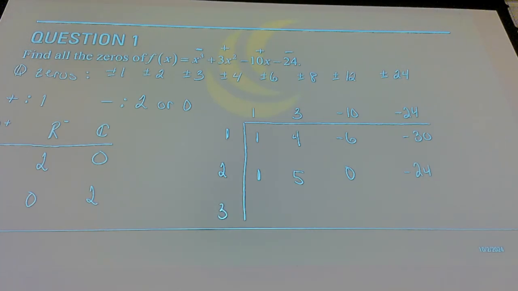All right, we'll try 3. 1 times 3, plus 3 times 3, plus negative 10 times 3, plus negative 24, we have a 0. Which means 3 is a 0, making x minus 3 a factor.